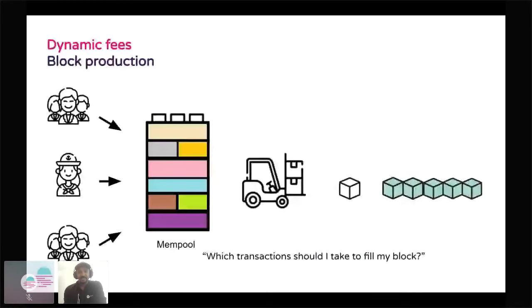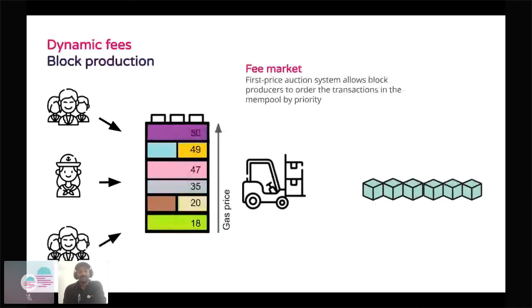So to do that, there is a system that has been put in place initially, what we call the fee market. Basically, this is a first price auction system, which allows block producers, collectors in this case, to order the transactions based on priority. And the priority is based on the gas price. So the higher the gas price you put on your transaction, the more likely you are to be taken in the next block.